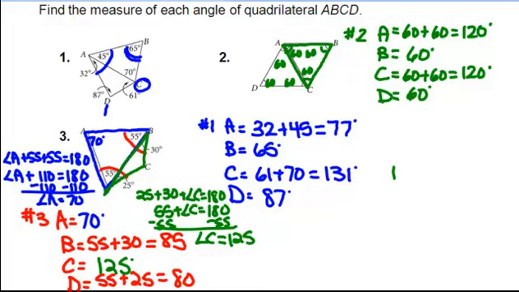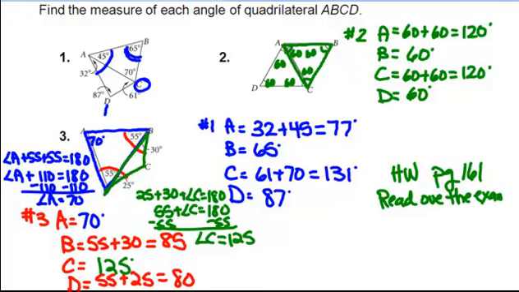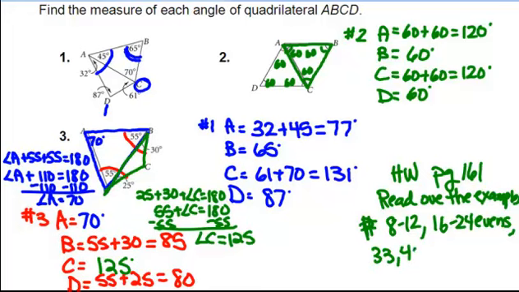The homework for this section is found on page 161. I encourage you to read over the examples in the textbook, and then do numbers 8 through 12, 16 through 24, the evens, number 33, 40, 47, 71, and 72, a total of 15 problems.